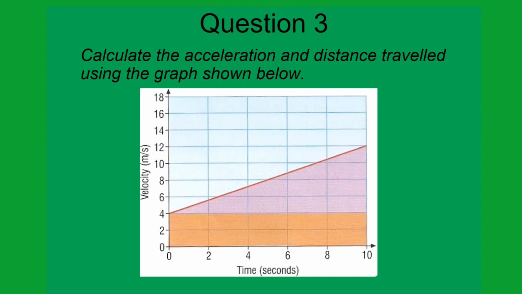Now question number 3. Calculate the acceleration and distance traveled using the graph shown below. Look at the graph first. It is a velocity time graph. We have to find out the acceleration. So acceleration equals the gradient or slope of the velocity time graph. Here the final velocity becomes 12 and initial was 4. So 12 minus 4 and time 10.